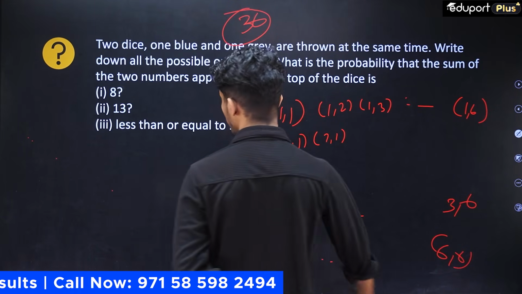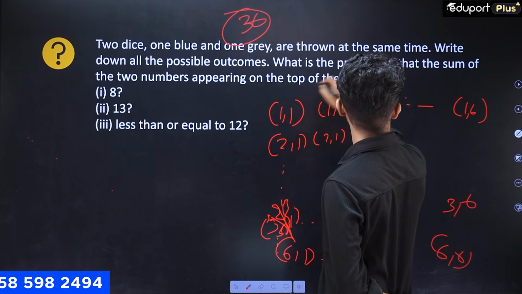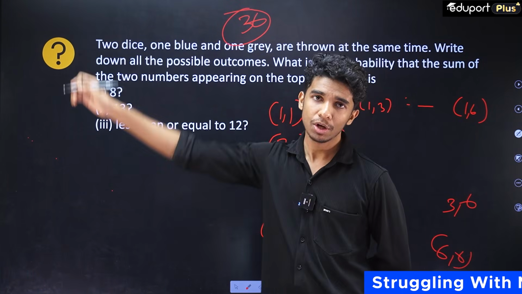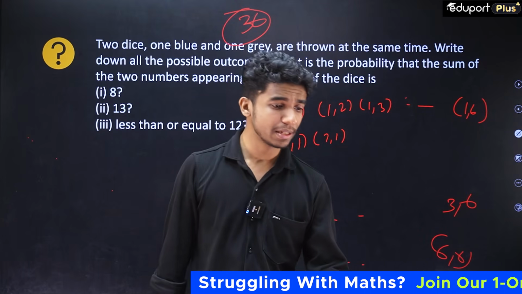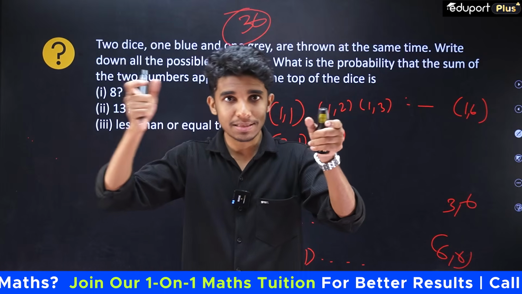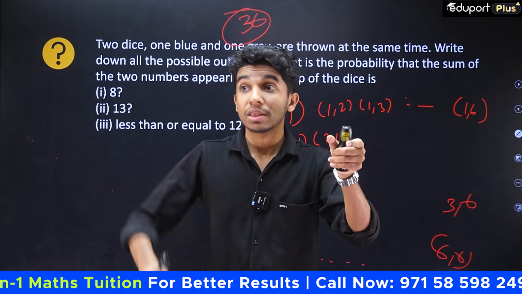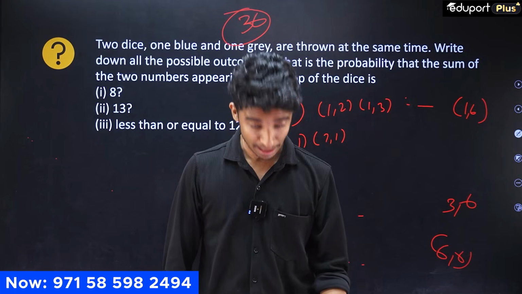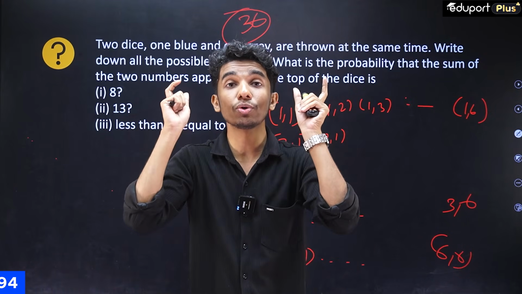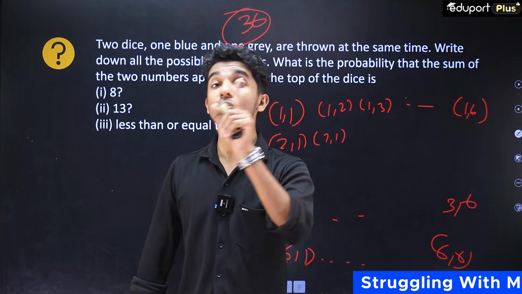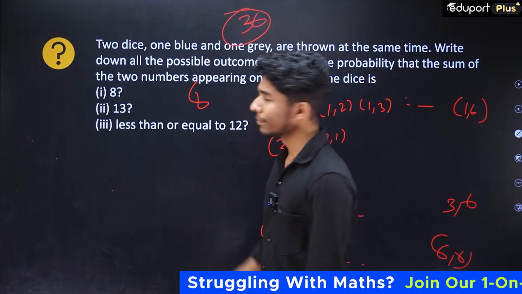What is our favorable outcome? The probability that the sum of the 2 numbers appearing on the top of the dice is 8. If we throw a die and then throw another die and get numbers on the top of the dice, and we add the number from the first die and the number from the second die, the sum should be 8.